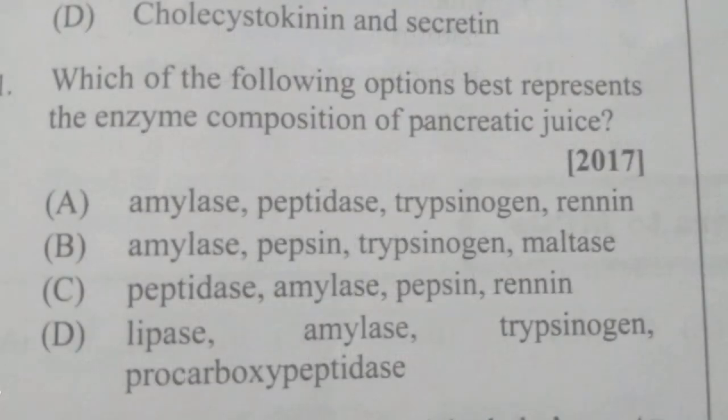Okay, our next question is which of the following options best represent the enzyme composition of pancreatic juice? As you can see in options A, B, C, there are renin and pepsin in both, and this is not the composition of pancreatic juice, which is secreted by stomach gastric juices. So ABC is not correct, so correct answer is D.